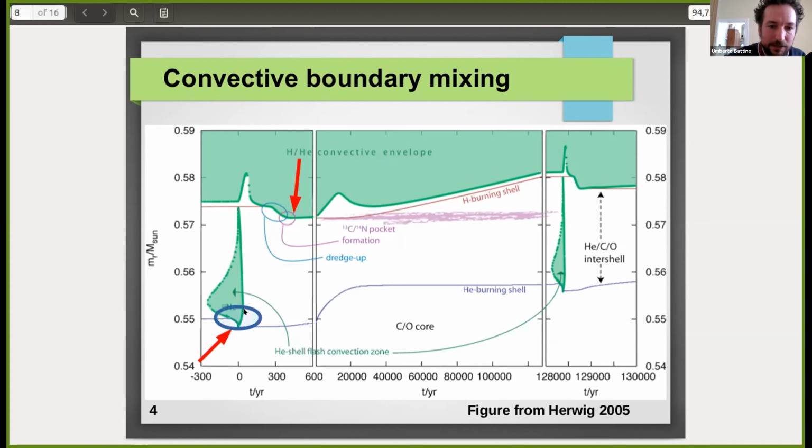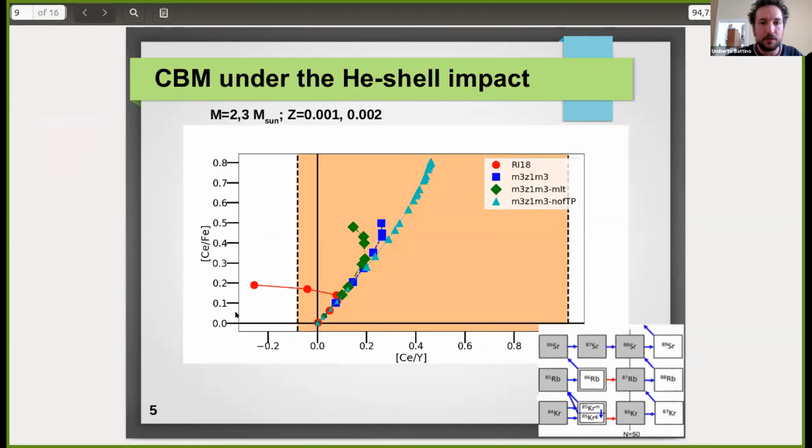Let's start by checking what happens from here. In a recent publication, 2021, I considered a grid of four models, two masses and two metallicities, at 10 to the minus 2 and 10 to the minus 3 in metal fraction. What you have on the y-axis is the elemental ratio of cerium over iron, normalized to solar, and on the horizontal axis, cerium over yttrium. Cerium is our second peak element. Yttrium is our representative of the first peak element.